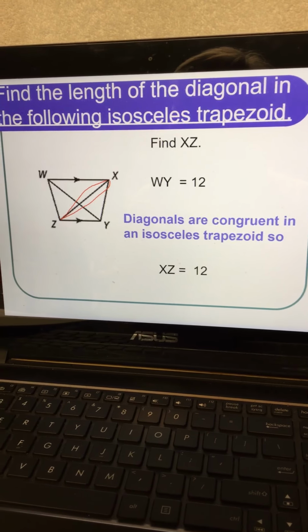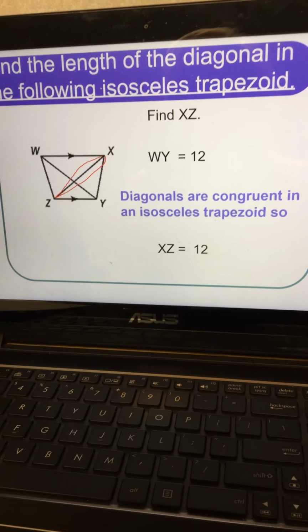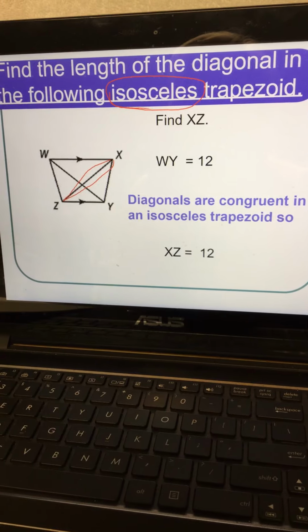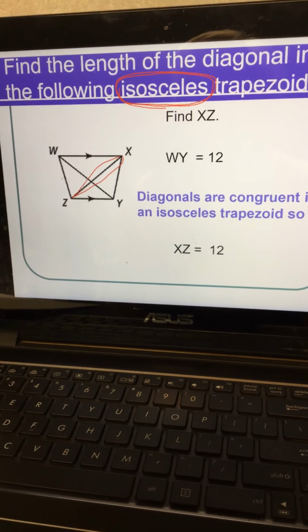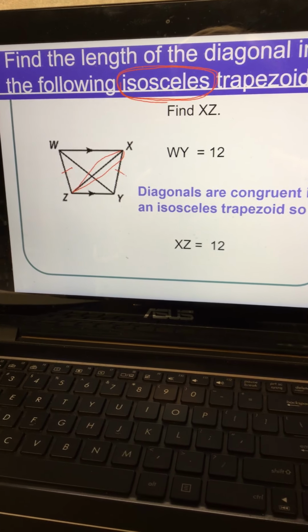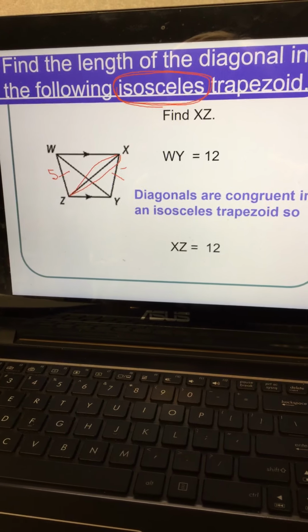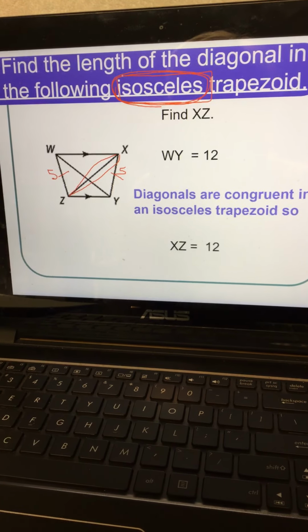Now there aren't markings here in this picture, but please notice that in the heading up here, I tell you that this is an isosceles trapezoid. So make sure they are telling you with words, telling you with marks, or they might tell you with numbers that these two sides are congruent. Make sure you're working with an isosceles trapezoid.